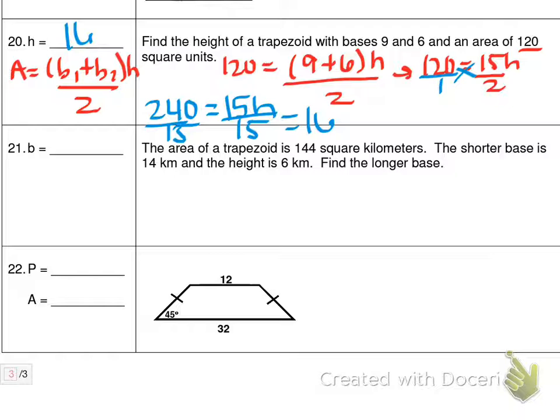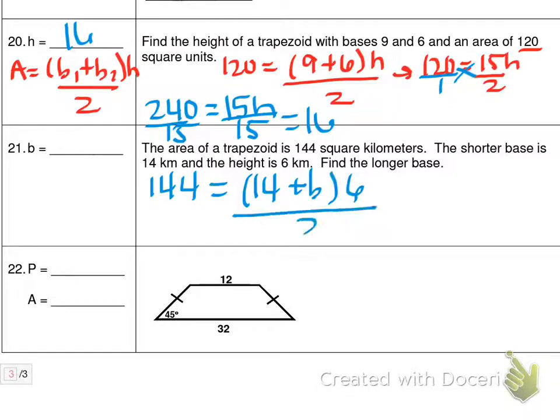The area of a trapezoid, this one is going to be similar to 20. We're going to use the same formula. The area is 144. Shorter base is 14. We don't know what the other base is. The height is 6. Find the longer base. Do the same thing, except you're just solving for b.